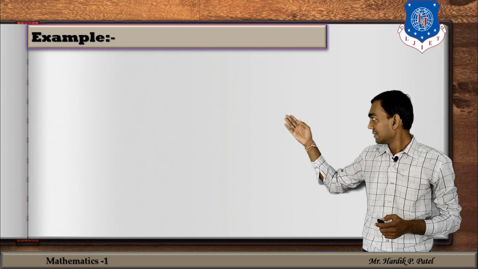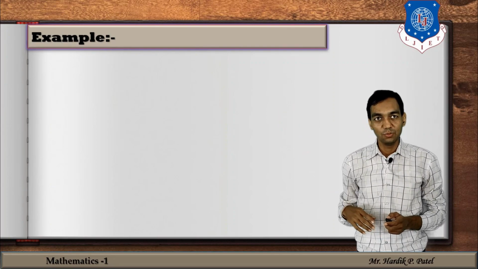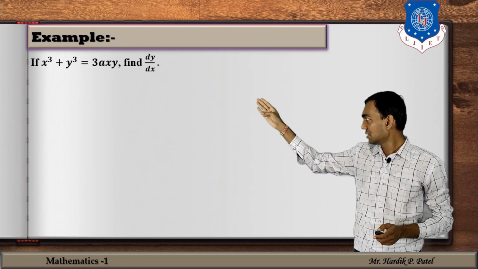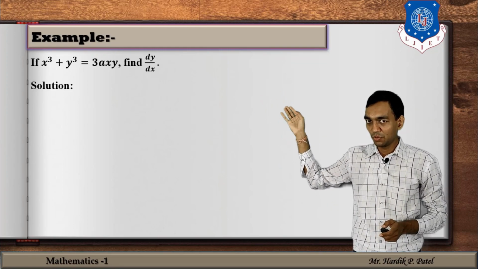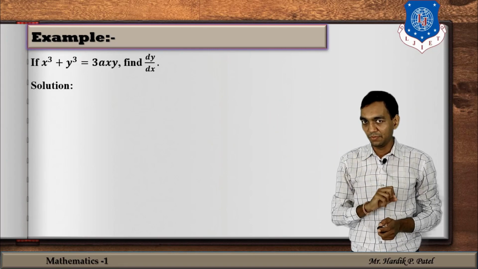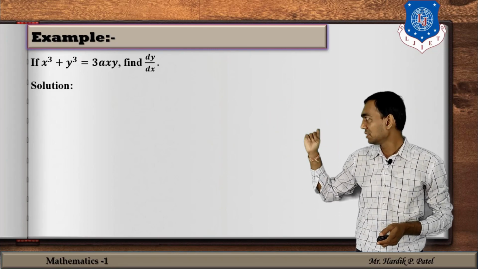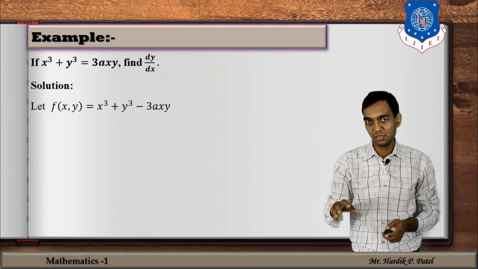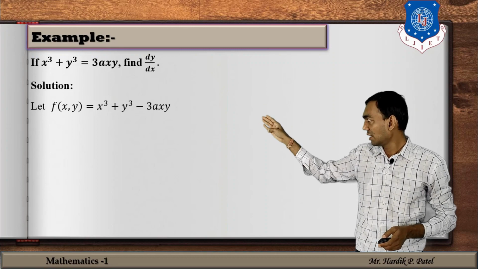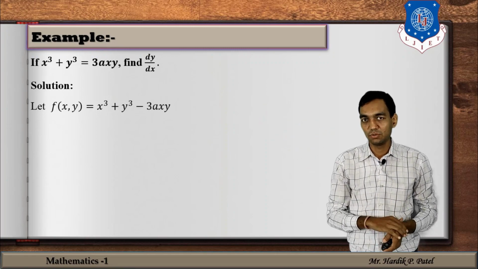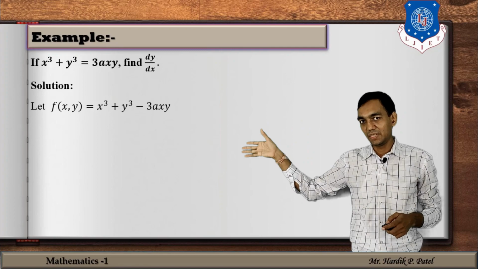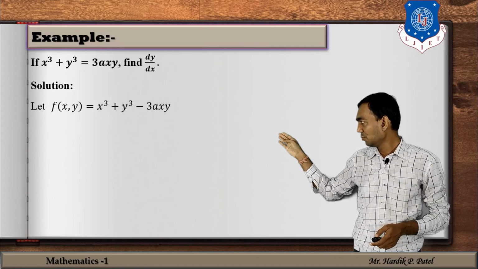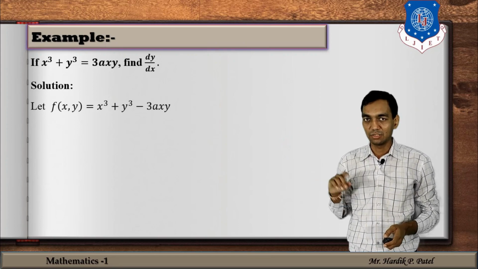Now we are going on to the example. If x cube plus y cube is equal to 3axy, then find dy by dx. Now see this, here you cannot write y in the form of x or x in the form of y. Correct? That means this is an implicit function. First of all, you have to write your equation in the form of equal to 0. That means you have x cube plus y cube minus 3axy is equal to 0. And we are going to take the left hand side as function f. So let f(x, y) is equal to x cube plus y cube minus 3axy.